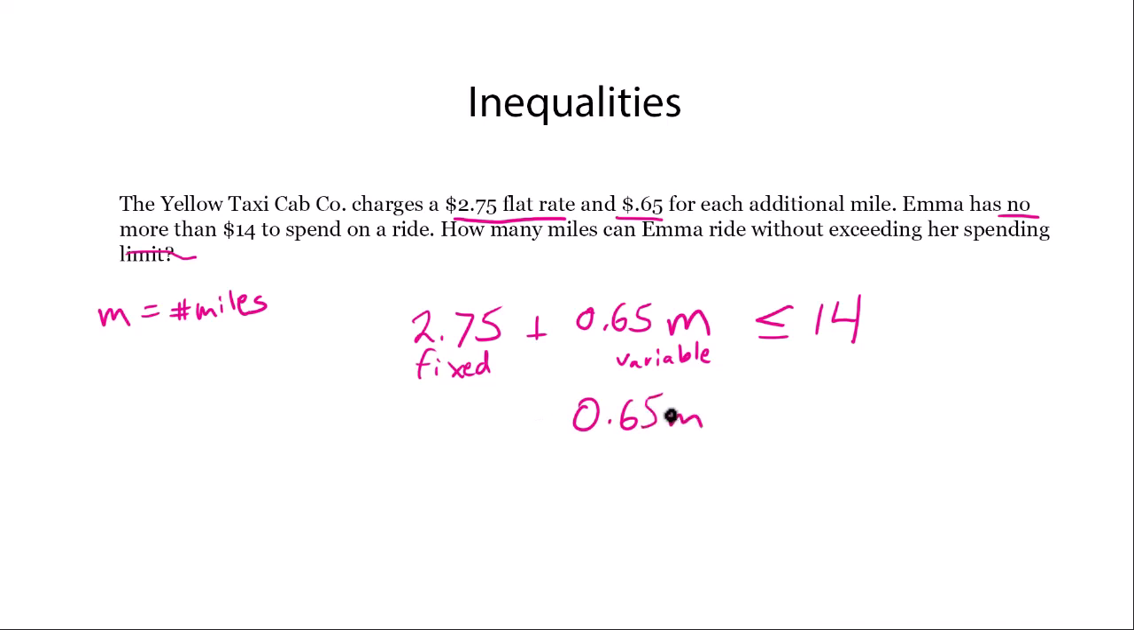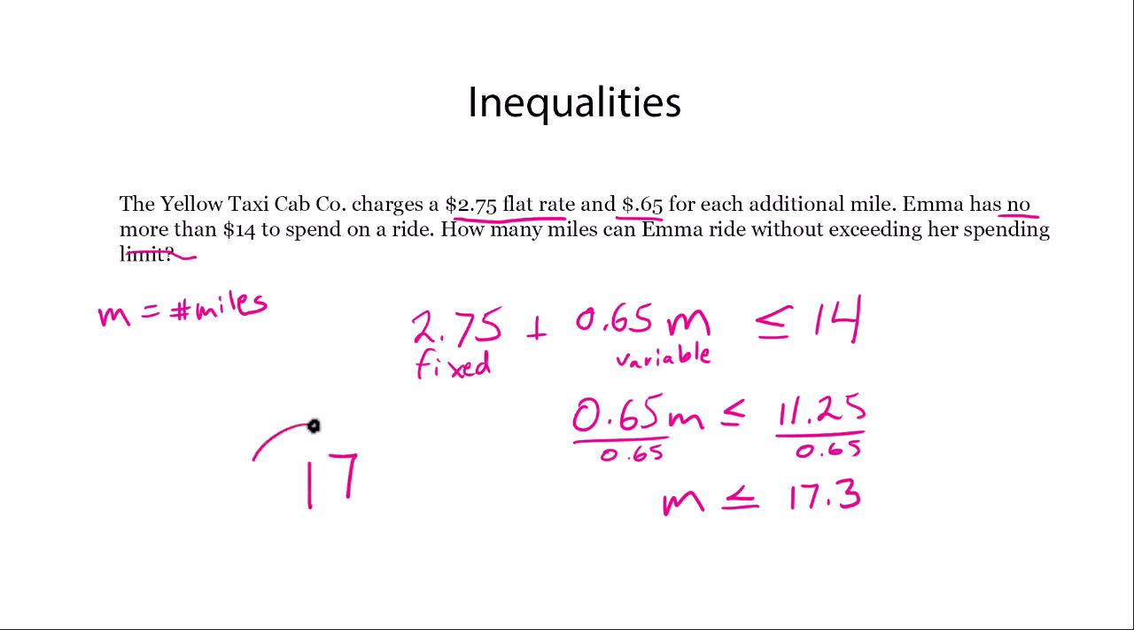0.65M is less than or equal to 14 minus 2.75, subtracting 2.75 from both sides, which gives me 11.25. And I'll divide through by the coefficient 0.65 on both sides. And M is less than or equal to... well, this won't be an exact integer amount. It looks like 17.3, which is going to round down to 17.